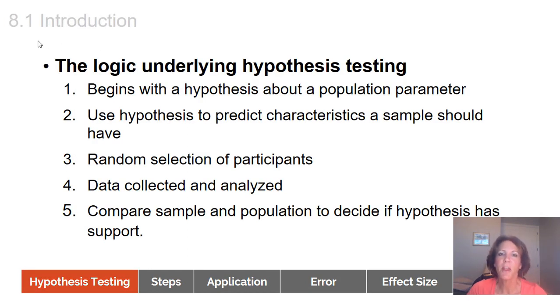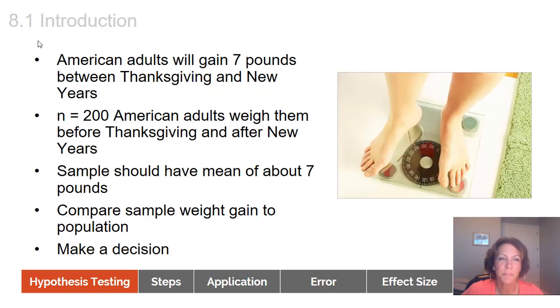So let's talk about the logic underlying hypothesis testing. So we begin with our hypothesis about a population parameter. We use that hypothesis to predict the characteristics that a sample should have. We use random selection of participants, we collect data and we analyze it, and then we compare the sample and the population to decide if the hypothesis has support.